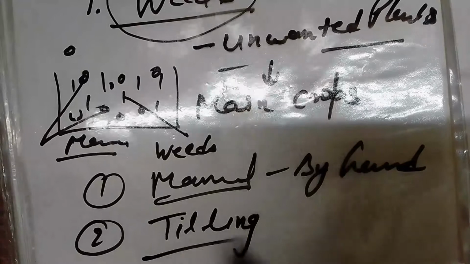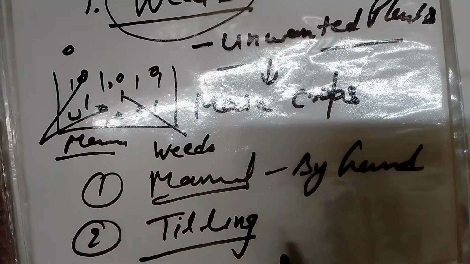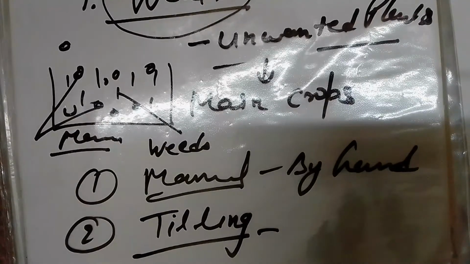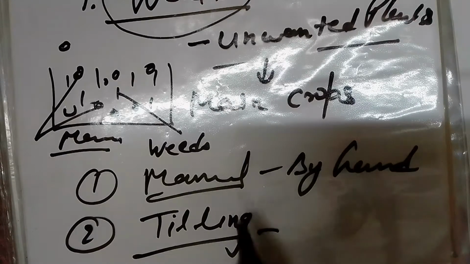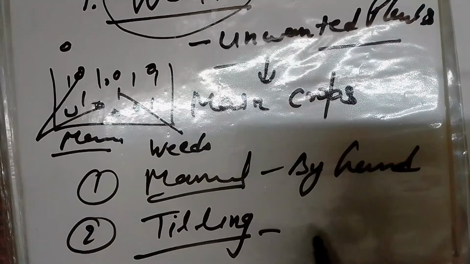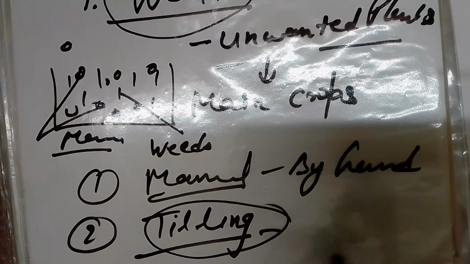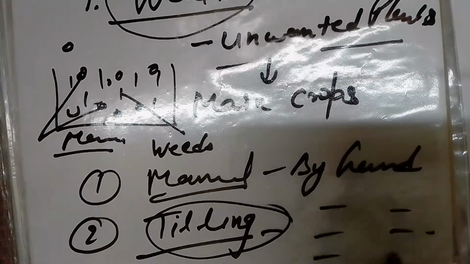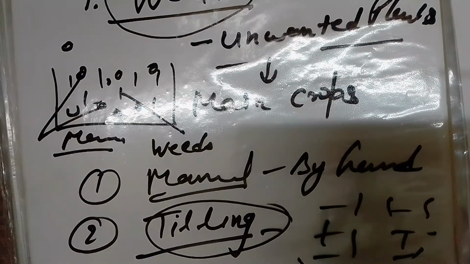Second one is just before the tilling. Tilling means plowing. After harvesting the previous crop, when the land is free, these weeds start growing. So before sowing the next crop, these unwanted plants can be uprooted by the tilling. When plowing is done in a field, automatically these weeds will be uprooted.